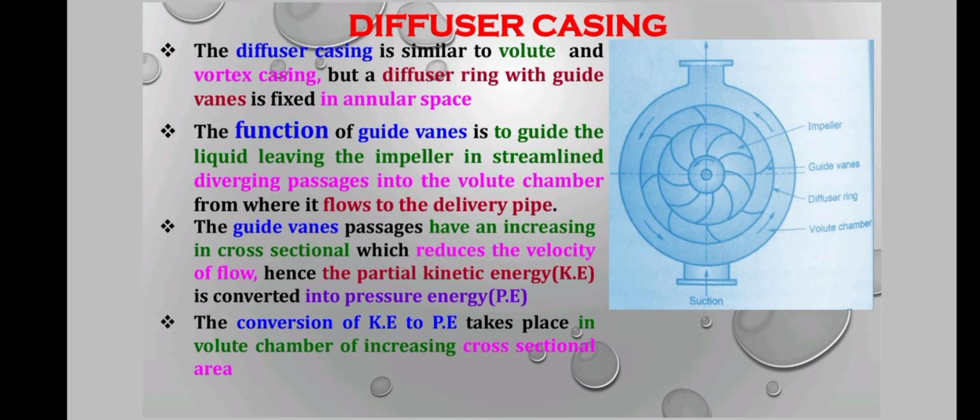And the last thing is diffuser casing. The diffuser casing is similar to volute and vortex casing, but a diffuser ring with guide vanes is fixed in the annular space. The function of the guide vanes is to guide the liquid leaving the impeller in a streamlined reversing passage into the volute chamber, from where it flows to the delivery pipe. The guide vane passages have an increasing cross section which reduces the velocity of flow. Hence the partial kinetic energy is converted into pressure energy. The conversion of kinetic energy to pressure energy takes place in the volute chamber of increasing cross section.